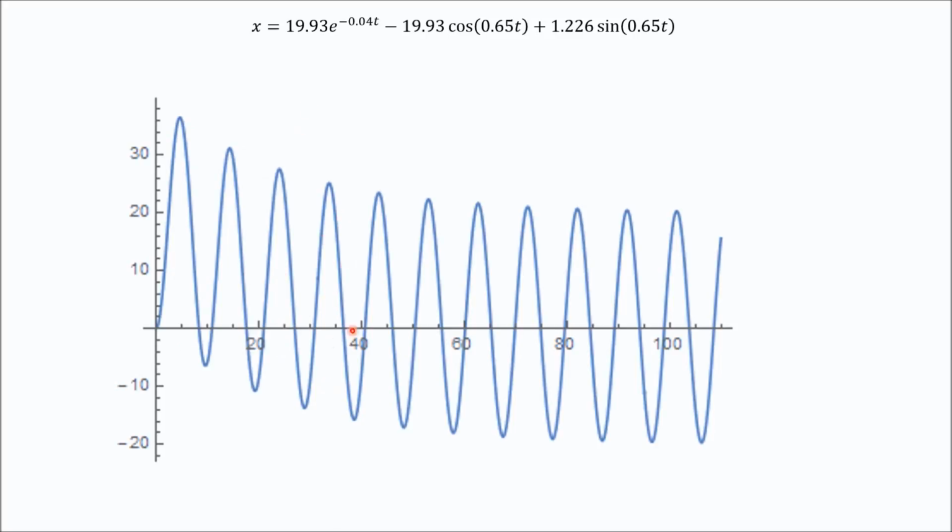And then as the exponential forcing function decayed to 0, the mass got back to oscillating about the equilibrium point, x equals 0. So if you were to plot the axis of oscillation, it would be this function here, 19.93 e to the minus 0.04t. So that's precisely the axis, and then we just have oscillation about the axis.